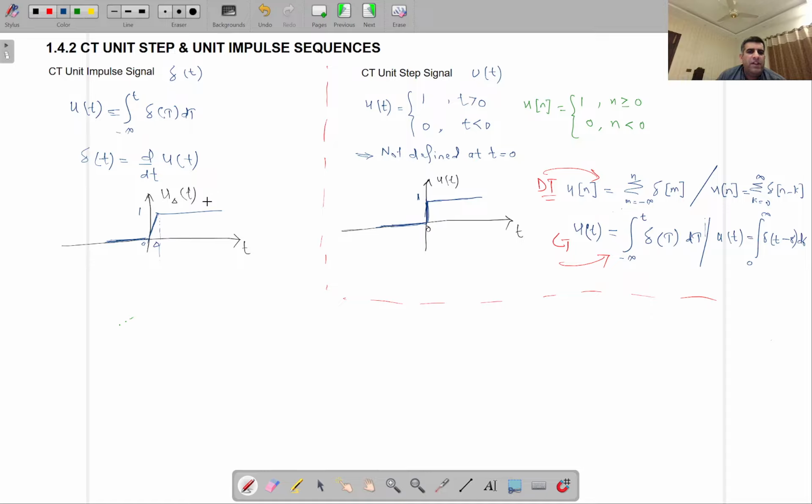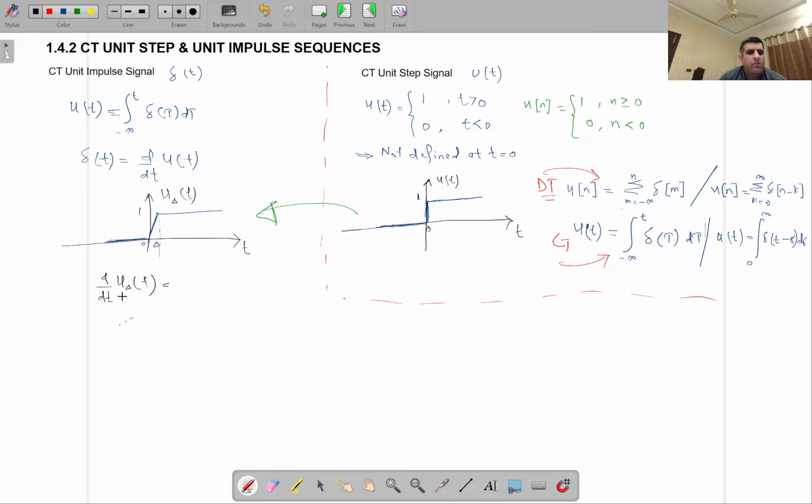Essentially what we have done is create a version of this unit step signal, which was discontinuous at t equal to 0, and drawn this thing which is no longer a discontinuous signal. Now it's a continuous signal, so we can take a derivative of this one. Let's try to take the derivative and see what the result is. So if I take the derivative, d by dt u of delta t.